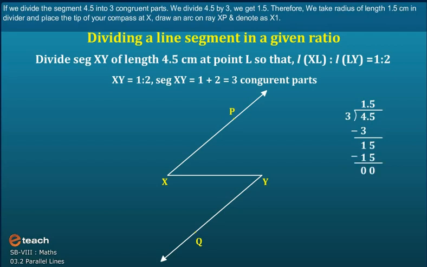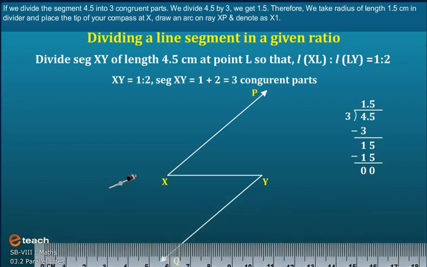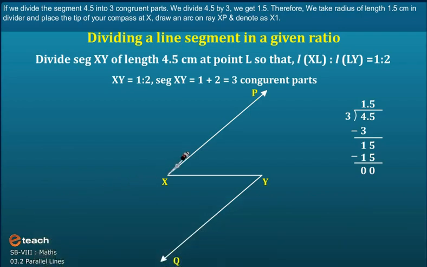We get 1.5. Therefore, we take radius of length 1.5 cm in divider and place the tip of your compass at X. Draw an arc on ray XP and denote as X1.